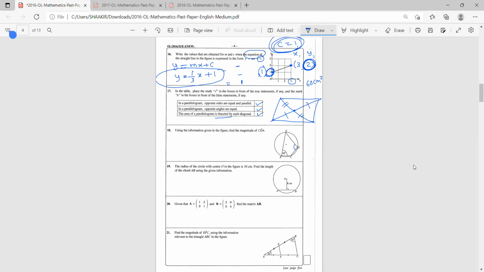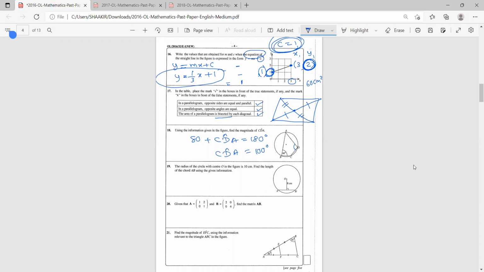Now, according to this question, these two are opposite angles. So that means when you add these two, it should be equal to 180. That means I can say 80 degrees plus CDA should be equal to 180. Therefore, how much is CDA? CDA is equal to 100 degrees. So that's all. Very easy question. Okay, so that's all we have in that 18th question.